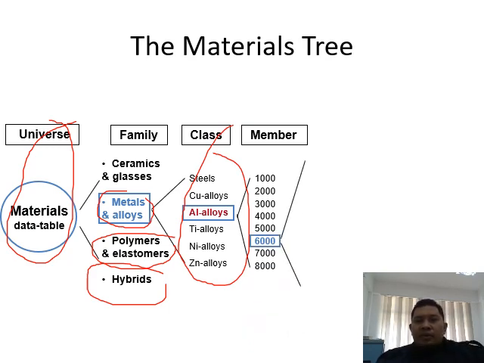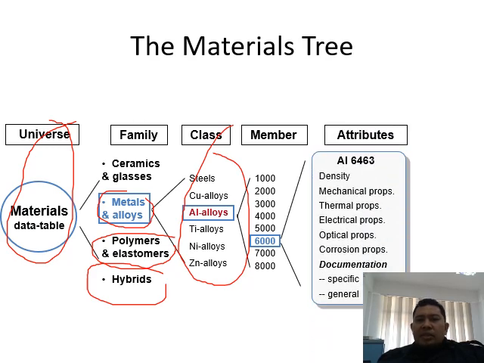Then for example, if you choose the 6000 series, these are the attributes. For aluminium 6463, you have the material properties: thermal, electrical, optical, corrosion, and so on. So we need to do some documentation. When you buy something, you have to check the back for the specification and ingredients. For example, if you're buying food, you want to know what the ingredients are. Same for this one: if you buy something, you need to know what material is inside it so that you know the material functions properly as a product.